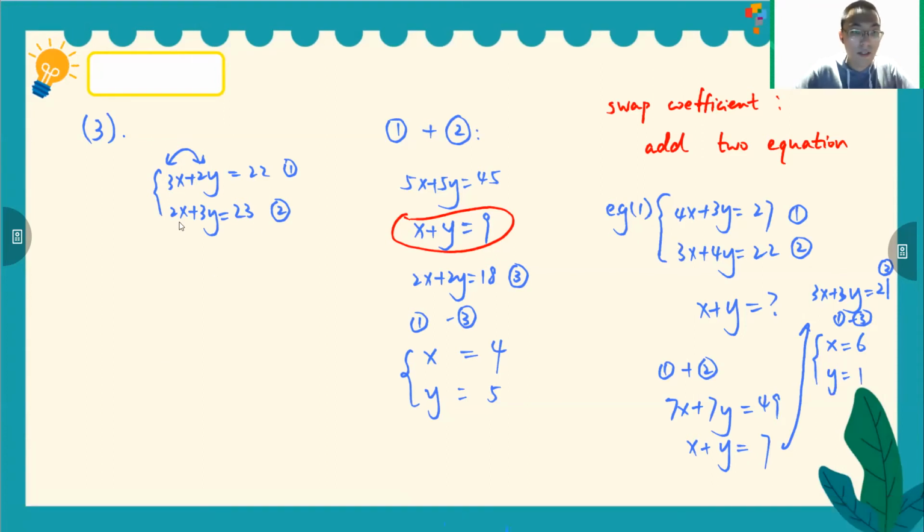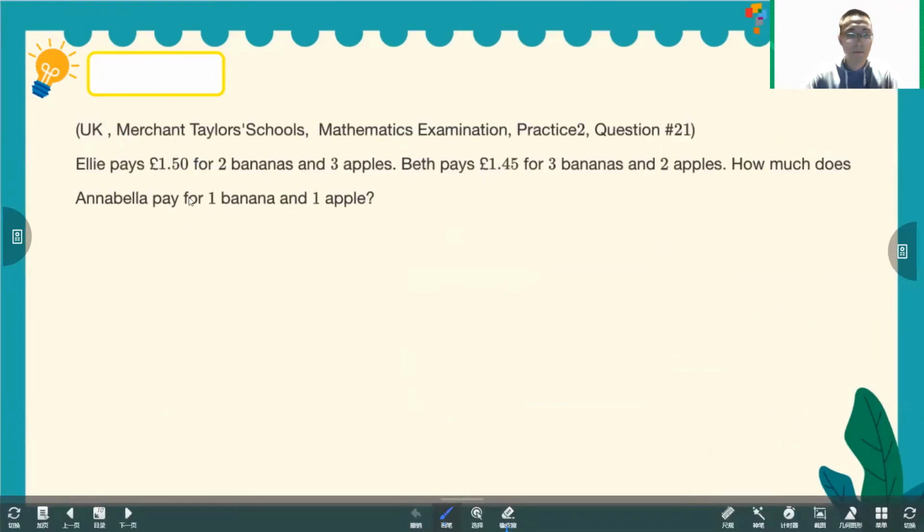Okay, good. Let's look at the last question for today. Ellie pays 1.5 pounds for 2 bananas and 3 apples, and Beth pays 1.45 pounds for 3 bananas and 2 apples. How much does Annabella pay for 1 banana and 1 apple? See what I mean? Usually most of the questions will just stop at how much do we pay for 1 banana plus 1 apple. Because we are out of time, I'll do it for you. Let's do it all together.